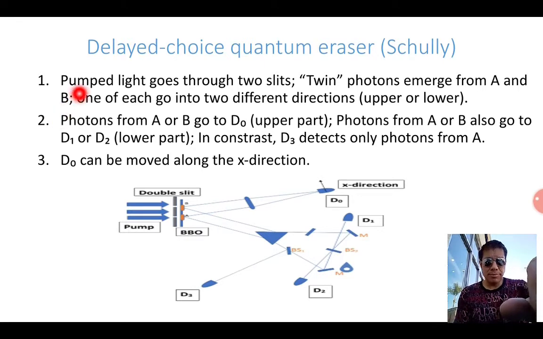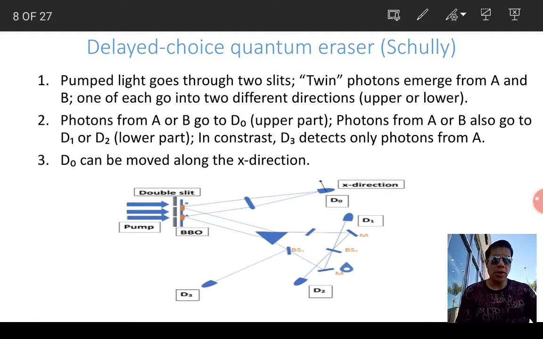So let's take a look. So here's the diagram for that one. Number one, pump light goes through two slits. Twin photons emerge from A and B. Well, I kind of got stuck there.